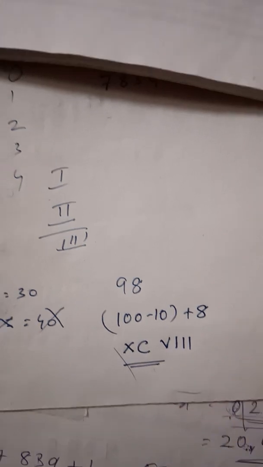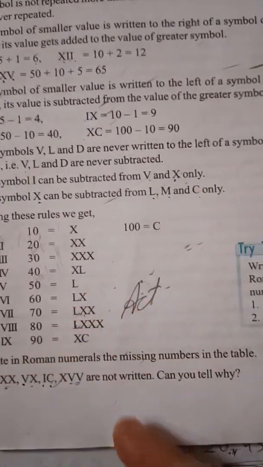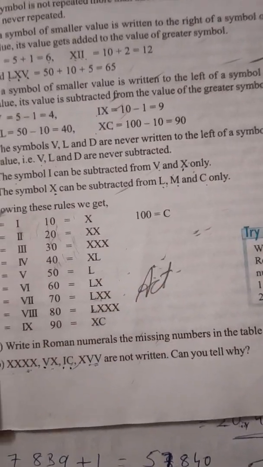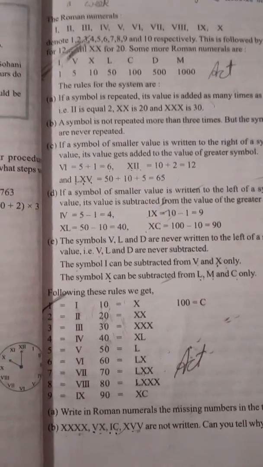So this is 98. We are going to do some sums using brackets, and also writing some numbers in Roman numerals. You can do it in your classwork. Thank you.